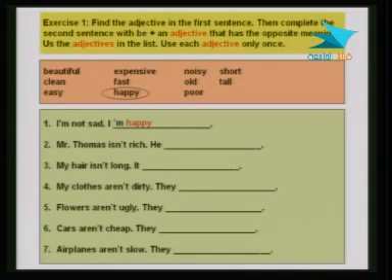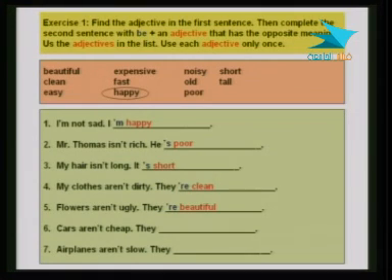Sentence number 2. Mr. Thomas isn't rich. Rich means غني. So he isn't rich. If he isn't rich, then that means he's poor. He's poor. My hair isn't long. It's short. My clothes aren't dirty. They're clean. Now let's do the fifth one. Flowers aren't ugly. They're beautiful.